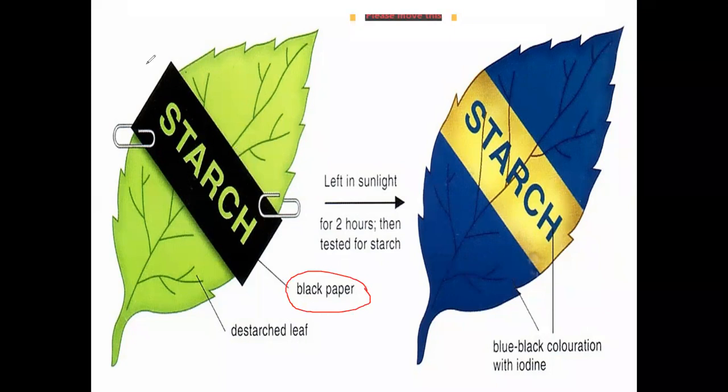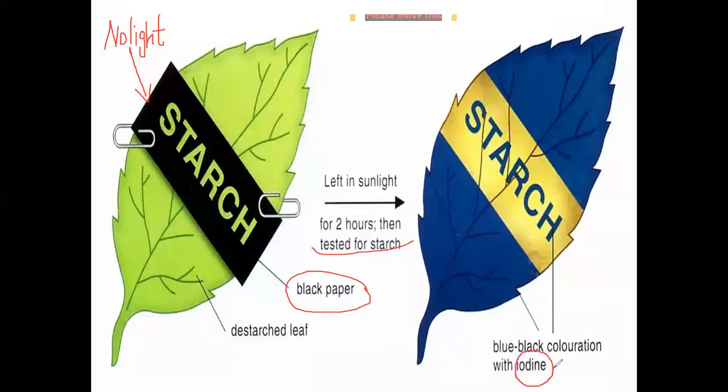So this black cover, the light can't reach it. So there is no light. So no light can reach this part. So no light. After 2 hours, we tested for starch using what?